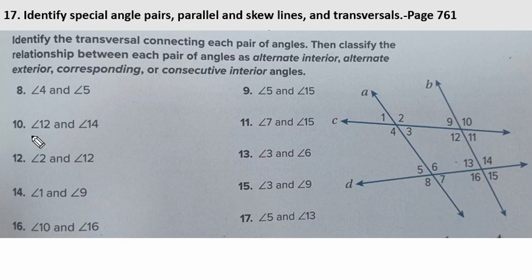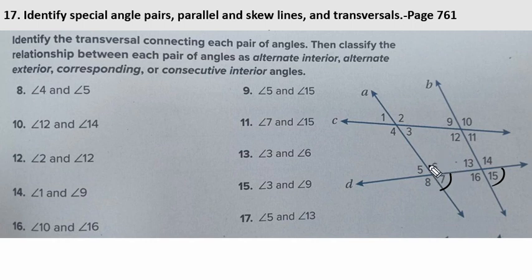Next question. 12 and 14. Where is 12? 12 is here and 14 is here. Alternate interior. 11 and 13, alternate interior. Now let's talk about this one. If this is a transversal, then 4 and 6, alternate interior. 3 and 5, alternate interior. Next, 7 and 15. Angle 7 and angle 15. Corresponding angles.